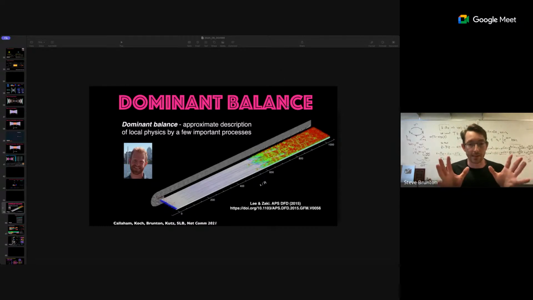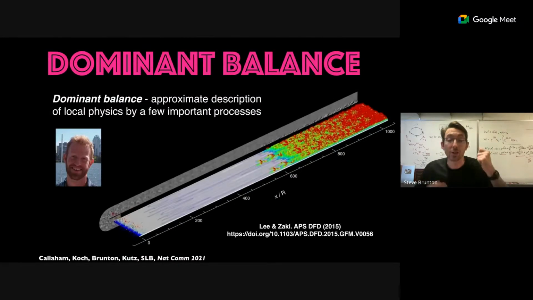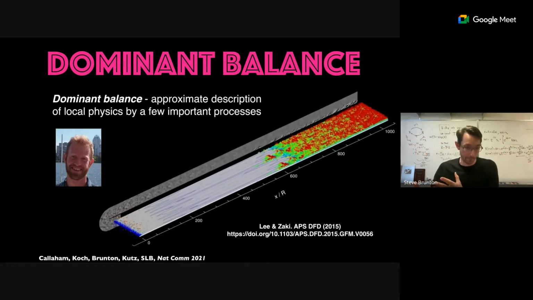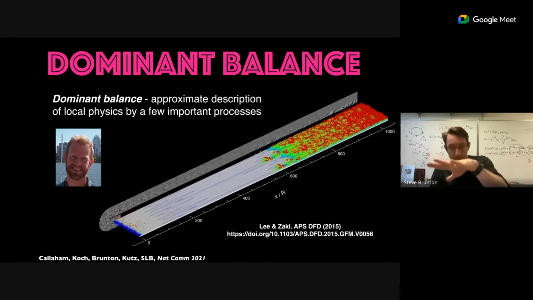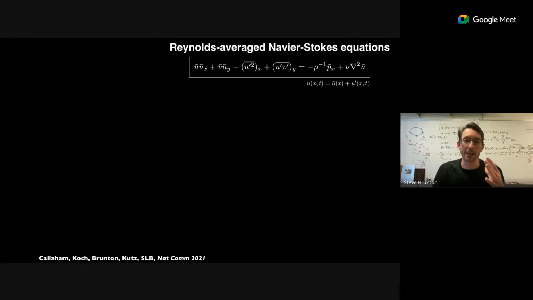So dominant balance is something we used to do before supercomputers, where you would take a super complicated fluid like this, and you would have to make simplifications, like a human expert would make simplifications, so that you could solve this with pencil and paper. So this is full 3D Navier-Stokes. You can break this down into Reynolds average so that it's a PDE with 6 terms, still quite complicated.